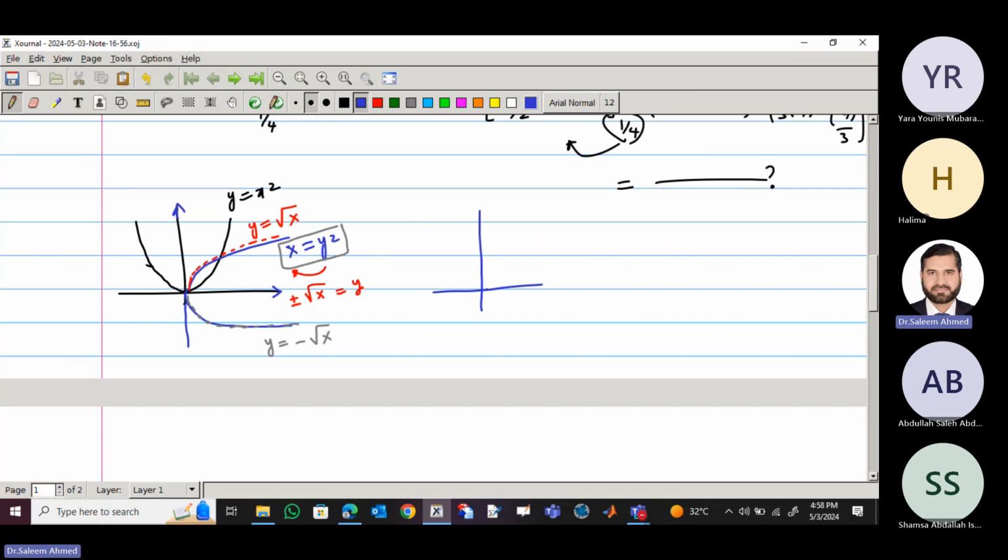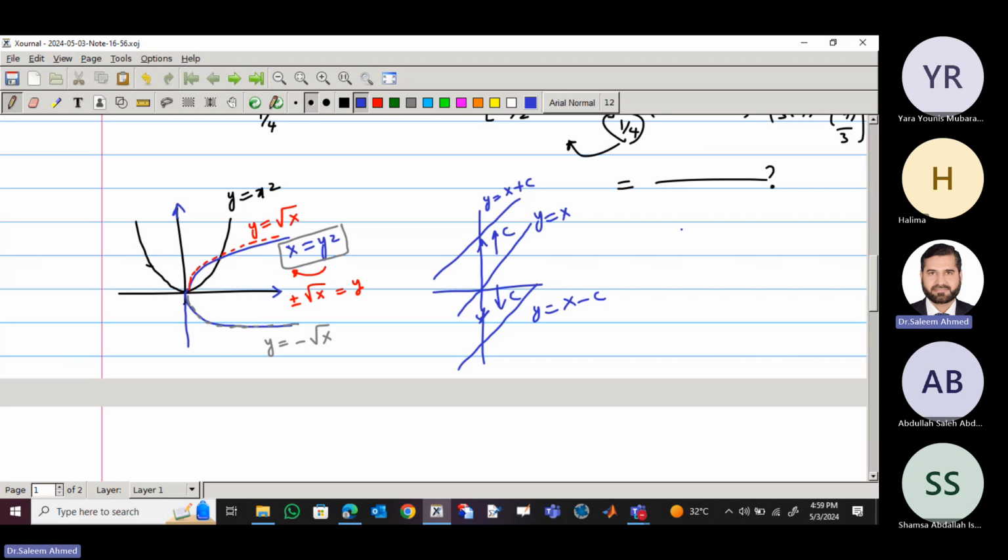Y is equal to x is just a straight line. If you add a number to it, the line will just go up. Y is equal to x is this, and this will be y is equal to x plus some number. If you go down the same line, it becomes y is equal to x minus something. If you subtract, it will go c units down. If you add, it will go c units up. So that is the translation basically.